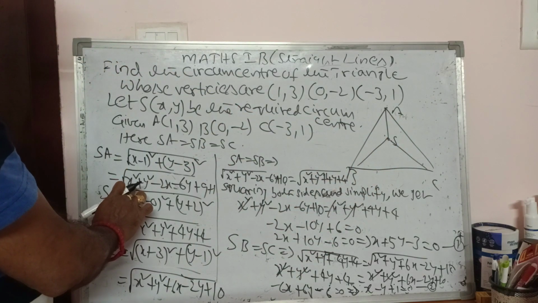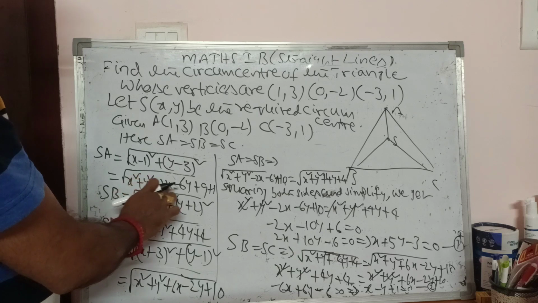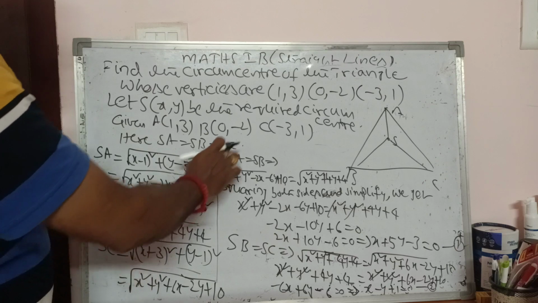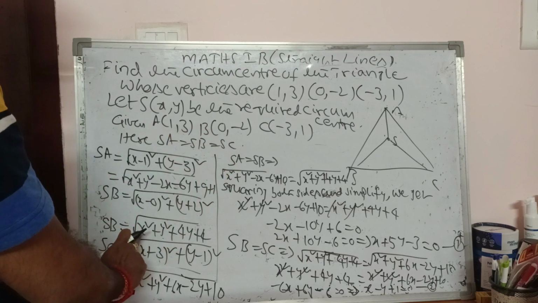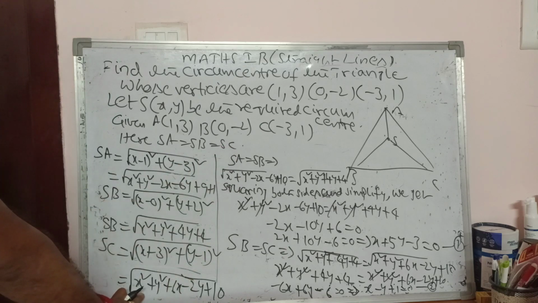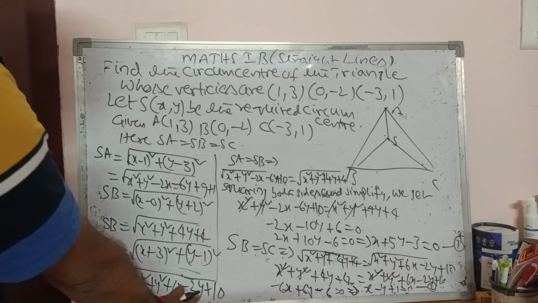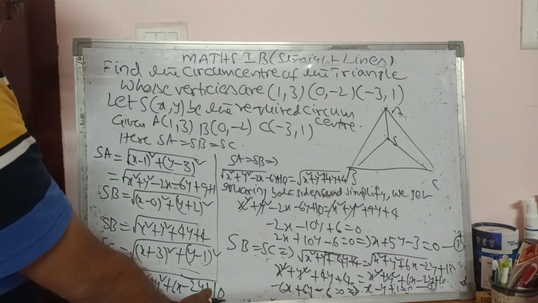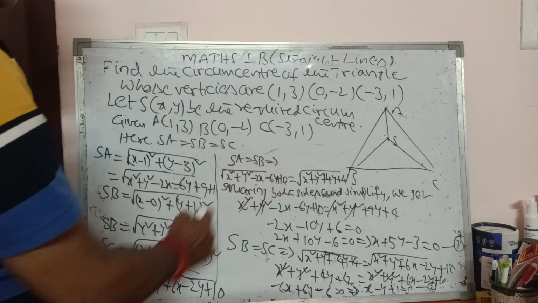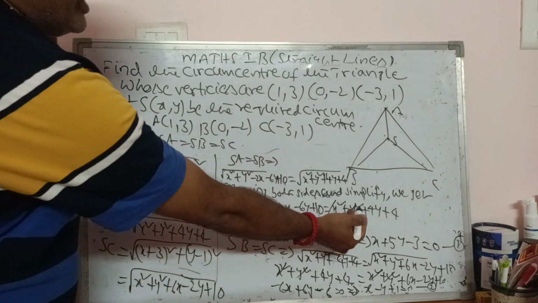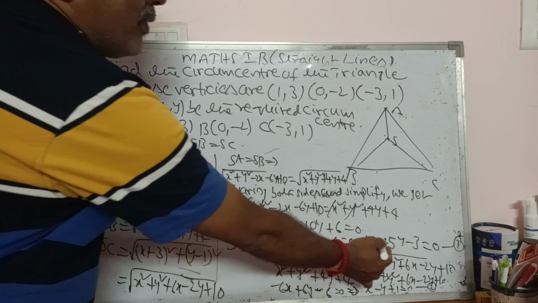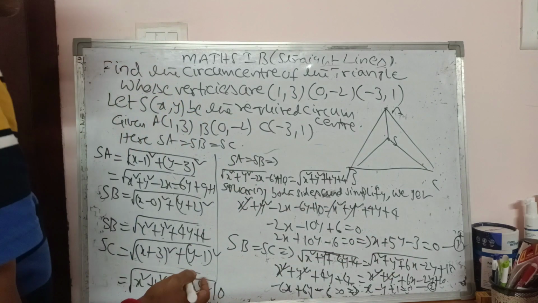SA is equal to under root of x square plus y square minus 2x minus 6y plus 10. Similarly, SB, the distance between S and B, is under root of x square plus y square plus 4y plus 4. SC is under root of x square plus y square plus 6x minus 2y plus 10. We are making SC and SB equal and taking all the terms to the left side, we will get an equation x plus 5y minus 3 is equal to 0.